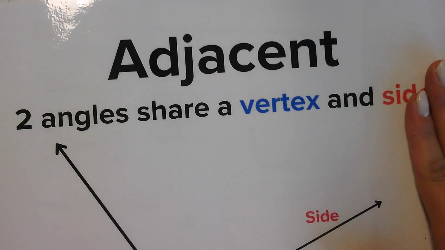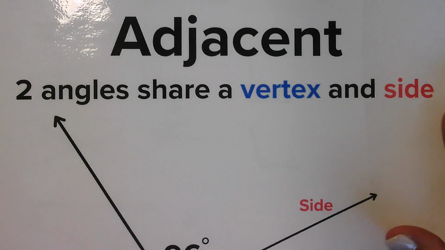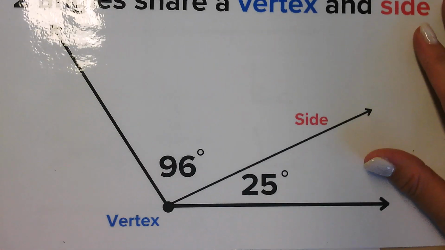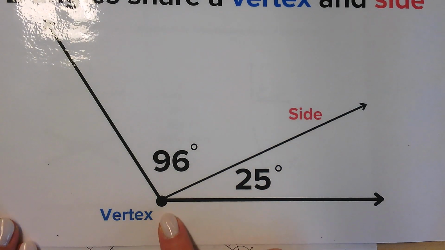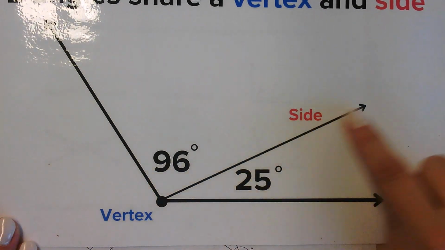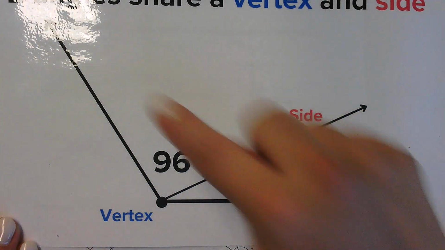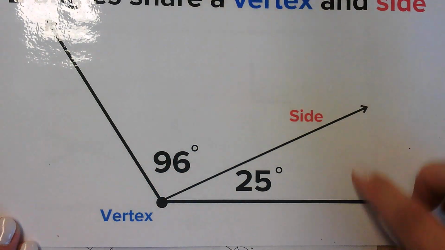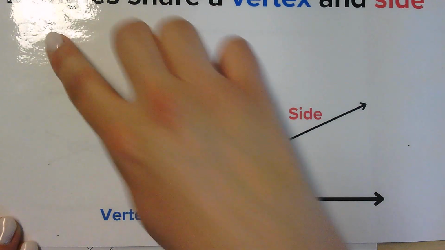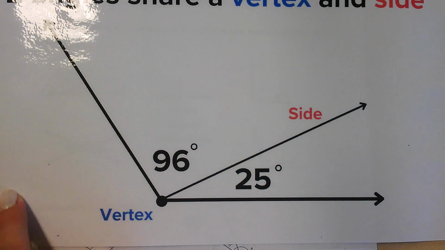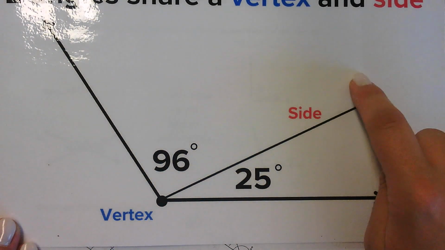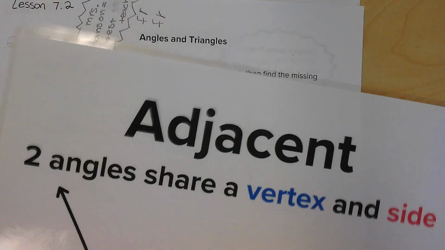The last relationship is adjacent. An adjacent relationship is two angles that are next to each other. They share a vertex and they share a side. Okay? It can be any angle. It can be two angles that make an acute angle. It can be two angles that make an obtuse angle. It can be two angles on a line like a supplementary angle. But as long as they share a vertex and a side, they are adjacent.